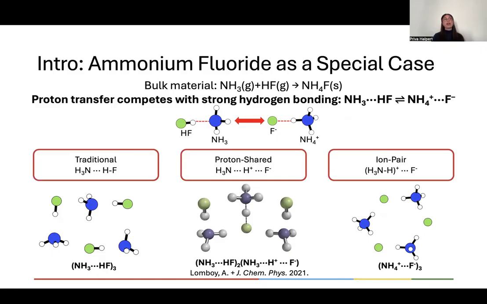And what's actually important and one of the main motivations behind this project is that since the proton transfer is a growth dependent trend, analyzing the growth of ammonium fluoride can tell us a lot about the nature of hydrogen bonding, since the ammonium fluorides will transition from traditional to ion pair hydrogen bonding by way of proton-shared hydrogen bonding. Analyzing its growth as a nanoparticle can tell us a lot about the nature of proton transfer and the nature of hydrogen bonding.